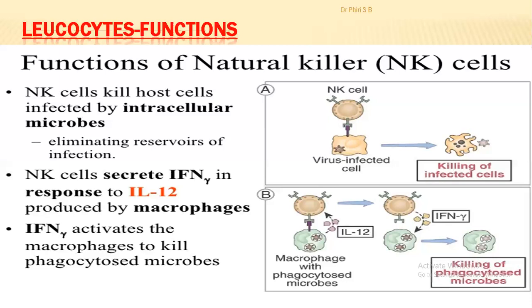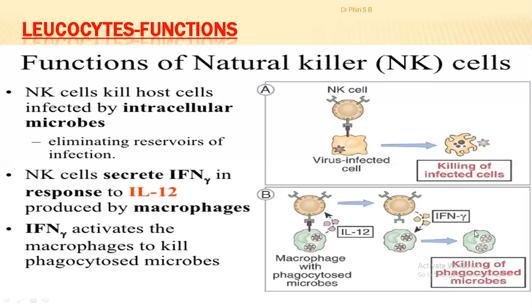At the same time, as I've told you, there is a communication between a macrophage that has internalized these microbes and the natural killer cell. The first thing is that the natural killer cell will go and bind to the receptors on the macrophage. The macrophage will produce interleukin 12. The interleukin 12 will go and activate the natural killer cell. Then in return, the natural killer cell will produce interferon gamma. The interferon gamma will now help the macrophage to destroy the internalized or phagocytosed microbes.